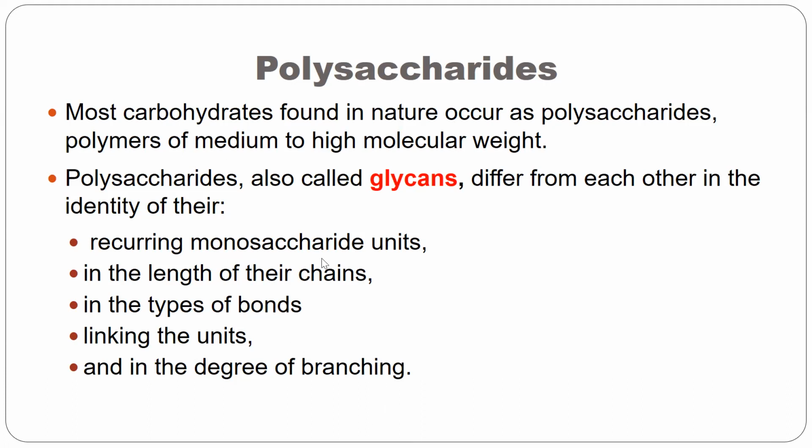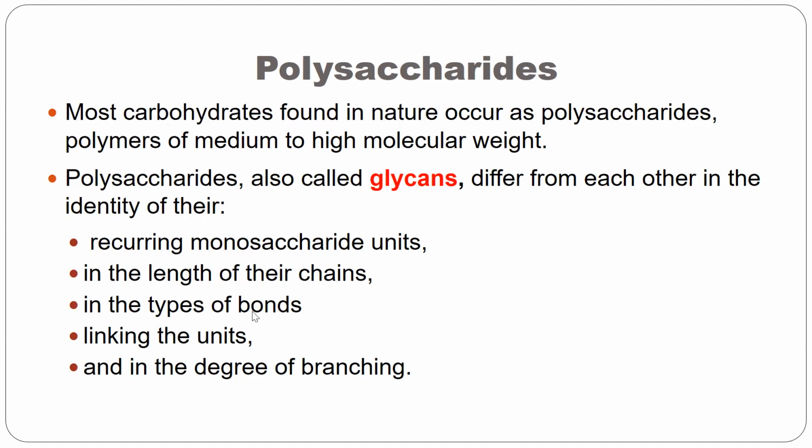So just like in disaccharides, we can identify the particular type of disaccharide based on the monosaccharides that are being linked. There are 2 monosaccharides being linked to produce a disaccharide. In the case of polysaccharides, we also have to identify the specific identity of the recurring monosaccharide units. There's also the length of their chains. There is a certain range for the number of repeating or recurring monosaccharide units.